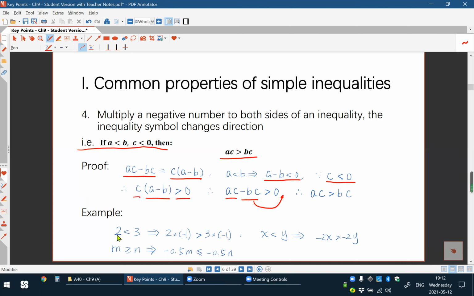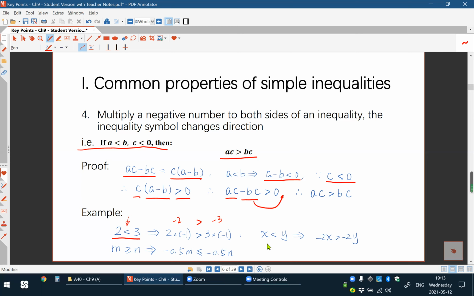For example, 2 is smaller than 3, right? But if we times -1 to both sides of the original inequality, for example, 2 times -1 and 3 times -1, the inequality sign here changes direction, right? And you can also verify this. 2 times -1 is -2. 3 times -1 is -3, right? -2 is, of course, greater than -3.